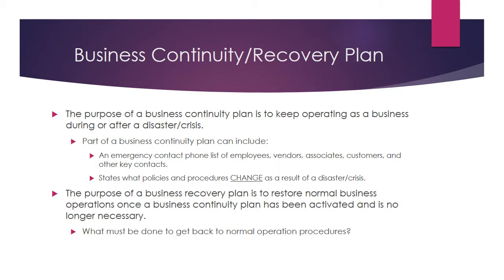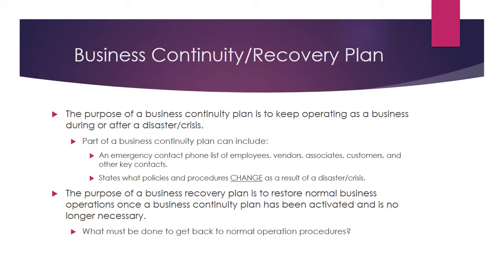Different parts of the business continuity plan can include an emergency contact list of employees, vendors, associates, customers, and any other key players and contacts that you have in your office. It should also state what policies and procedures change as a result of a disaster and/or crisis. The purpose of a business recovery plan is to restore normal business operations once a business continuity plan has been activated and is no longer necessary. What must be done to get back to normal operating procedures?